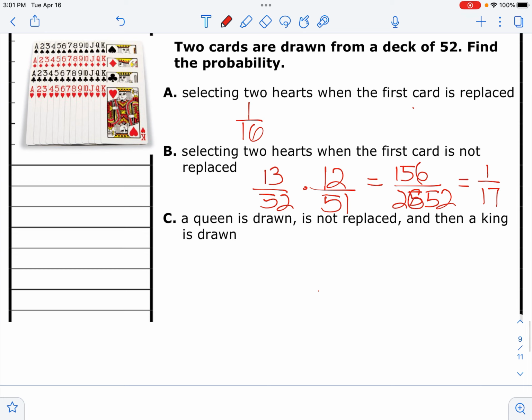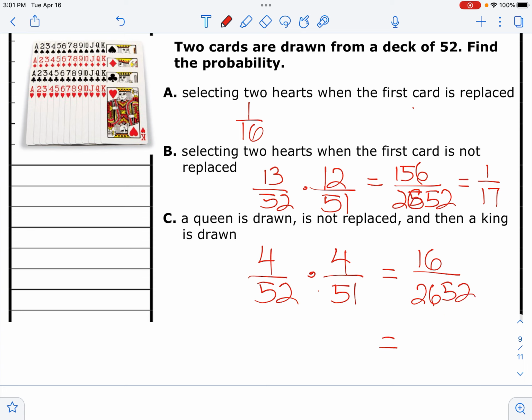Okay. What is the probability that a queen is drawn, not replaced, and then a king? Well, there are only 4 queens. If I don't replace it, there still are 4 kings because I drew a queen the first time. We assume that we drew a queen, but there's only 51 cards. So now I would have 16 out of 2,652. And then I'd want to reduce that, which would give me 4 out of 663.